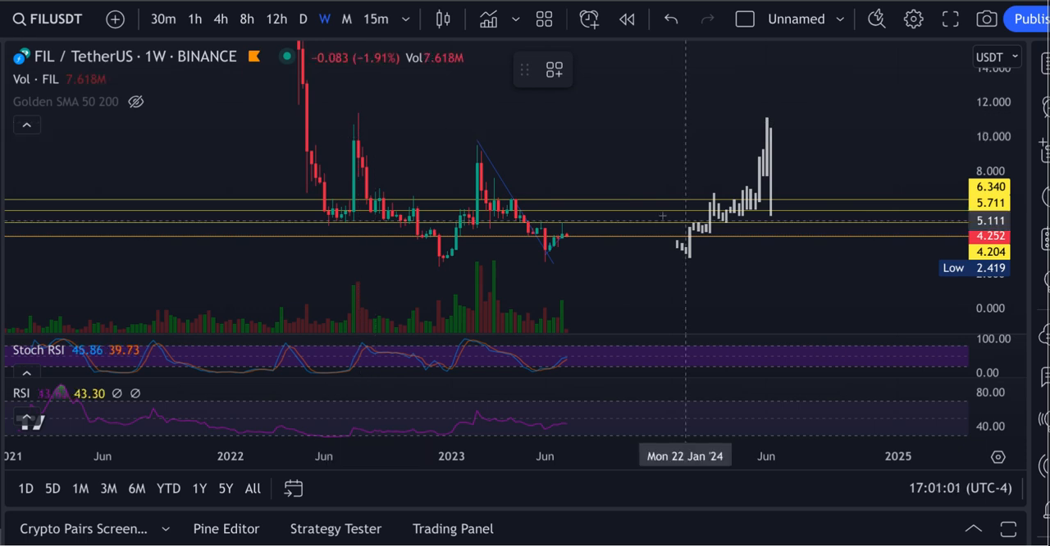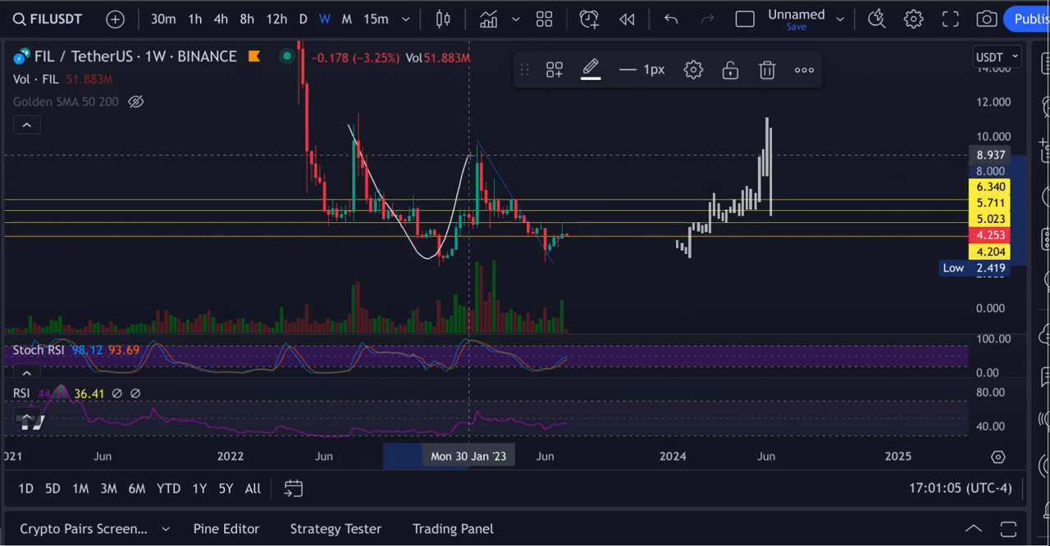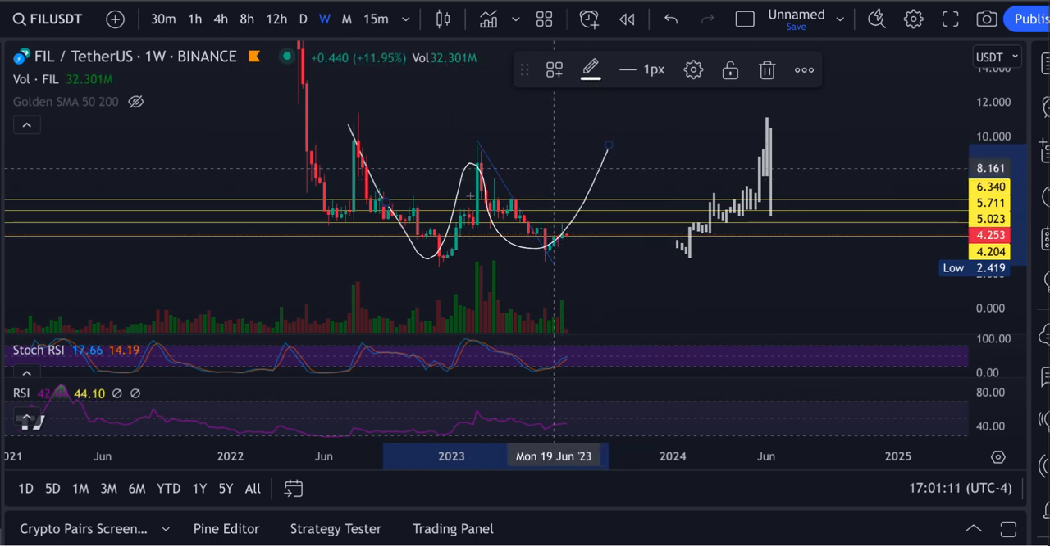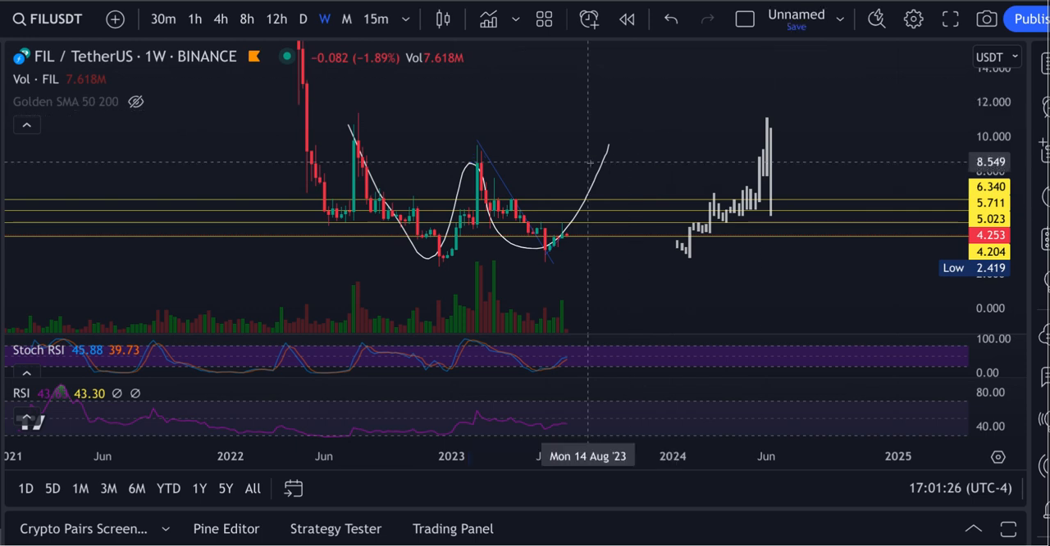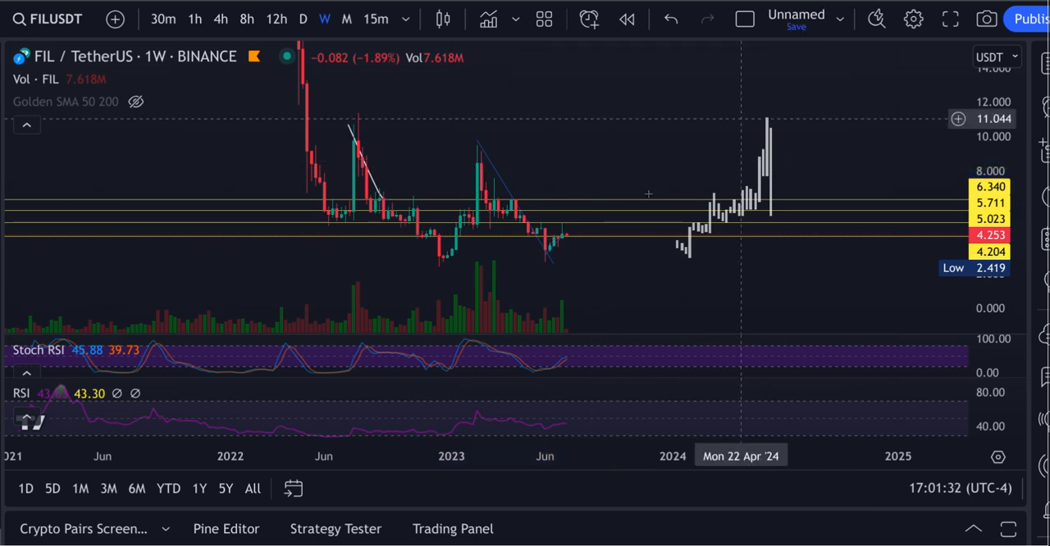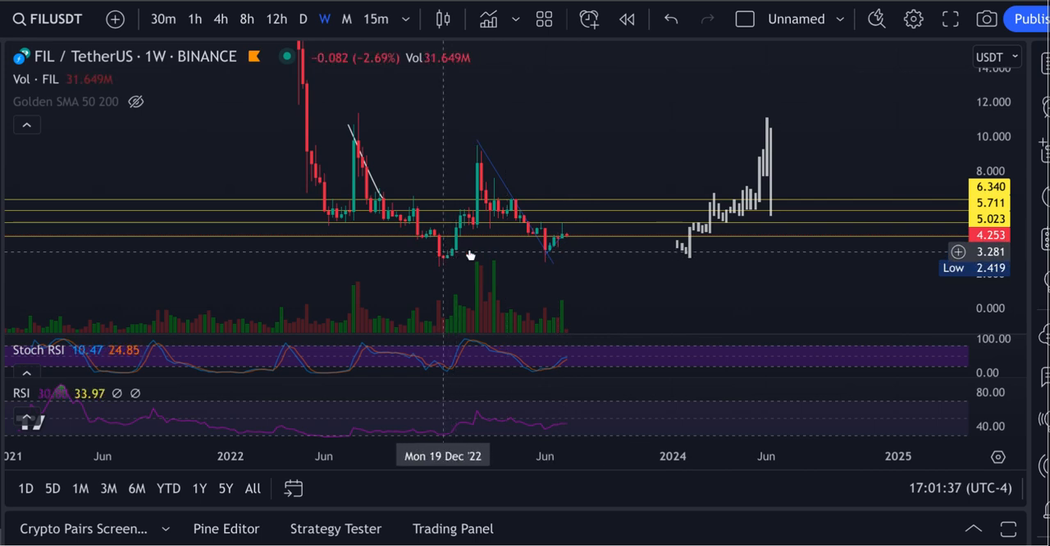There we go. So if this ends up printing out here, this W, what you would want to do is, right here would be your neckline. Actually, it would be up through here. As soon as you get the break of that neckline, that's where you would get in your long position, because these W formations can run up for a while. We'll keep an eye on this. So far, it's definitely forming out, no question about that. We got that start down here, and it looks identical to this other side.